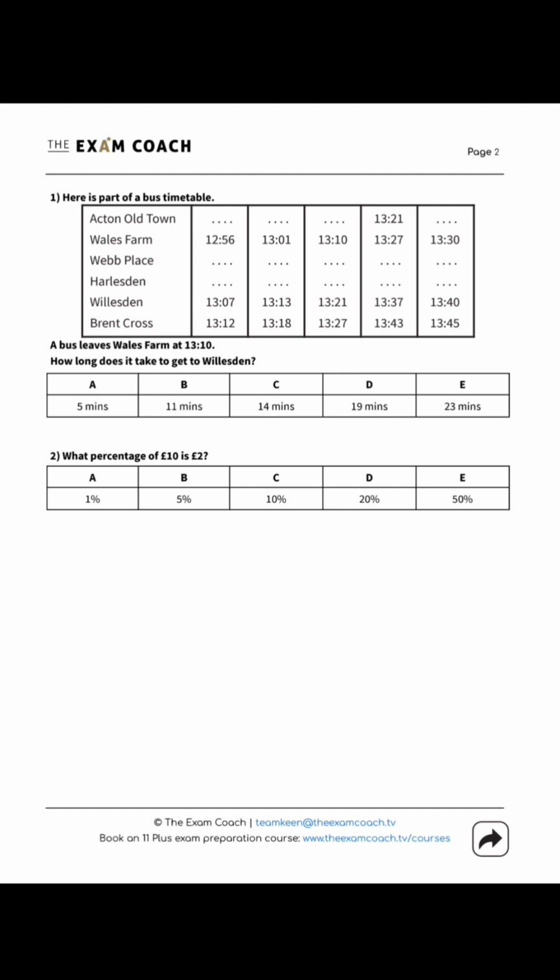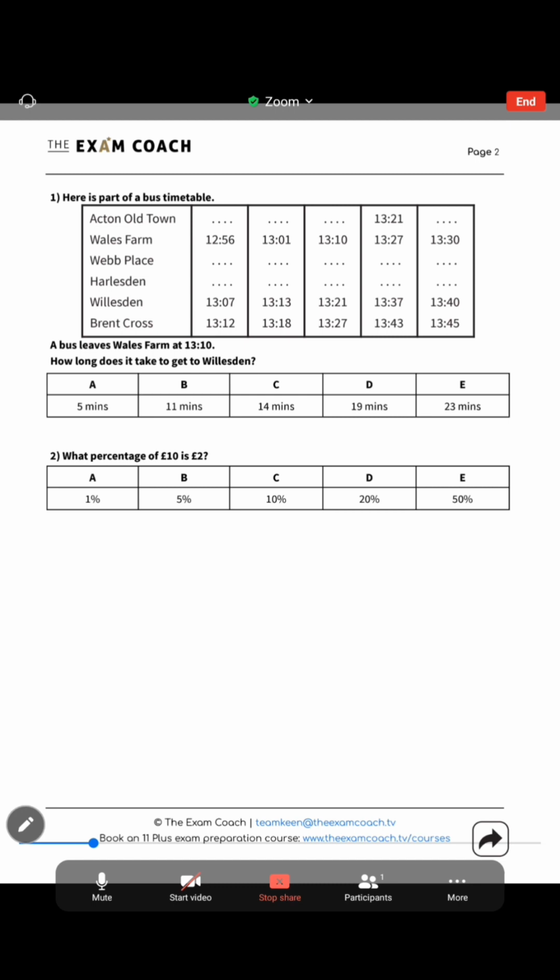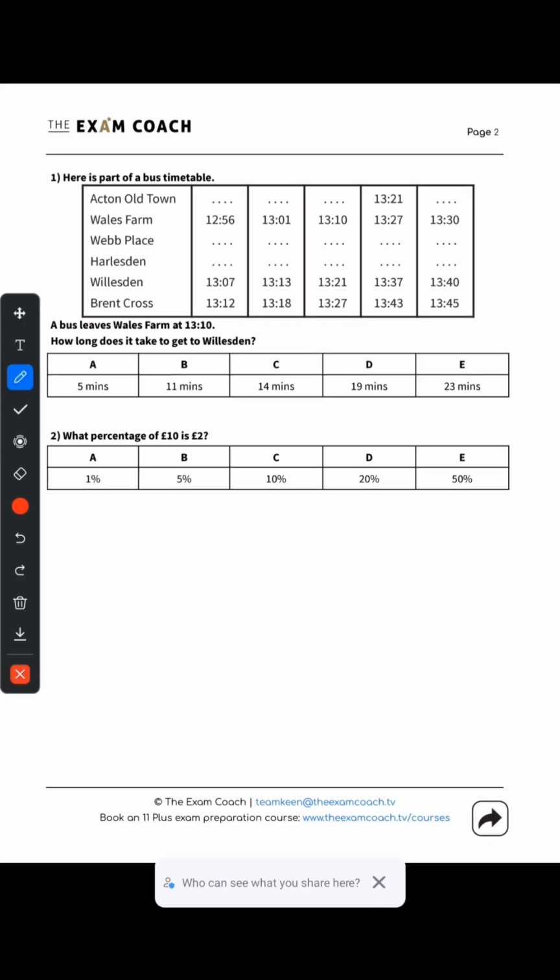Number 1. Here is a part of a bus timetable. A bus leaves Wales Farm at 13:10. How long will it take to get to Willesden? Okay, so this is Wales Farm at 13:10. This is the bus that leaves at 13:10, and it gets to this place at 13:21.